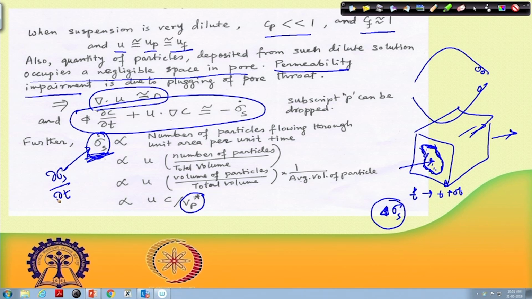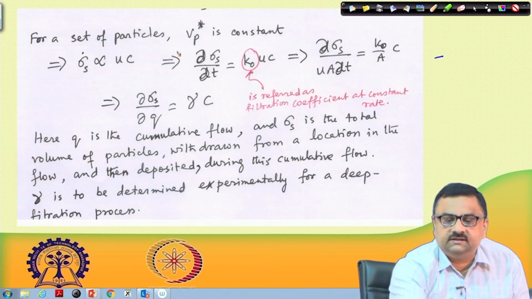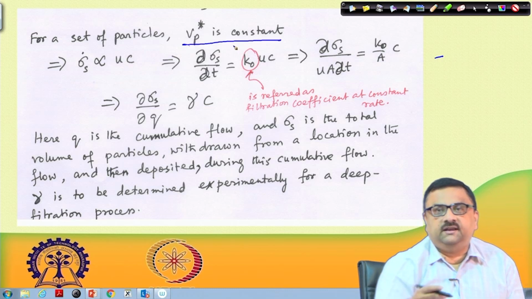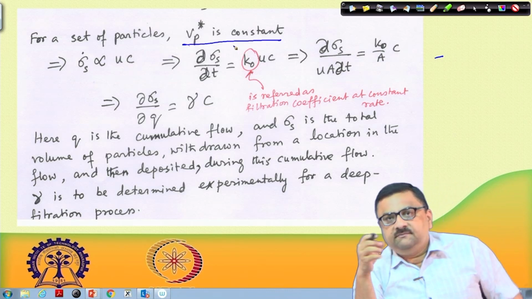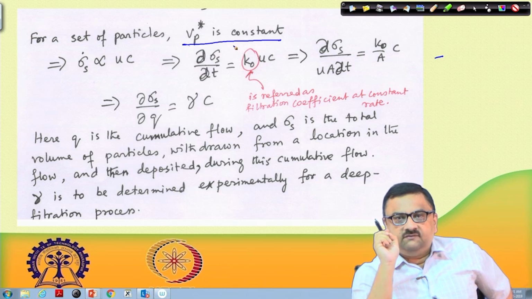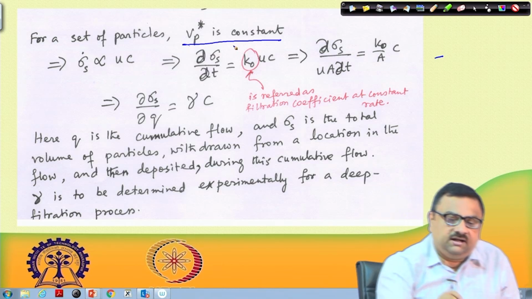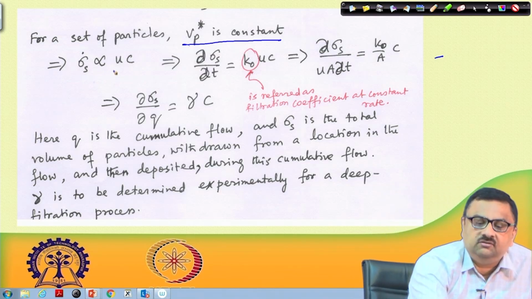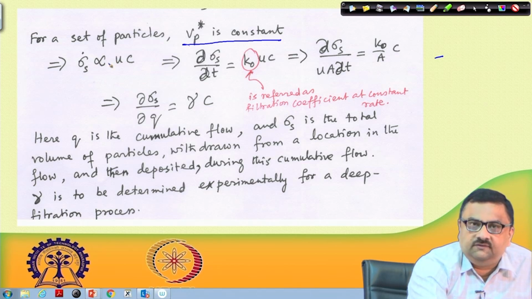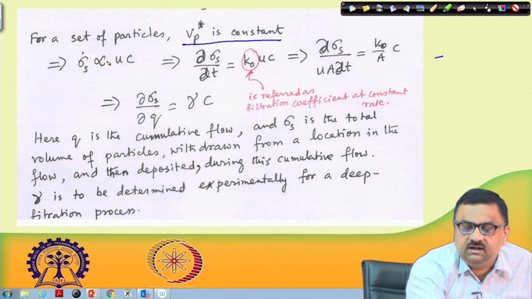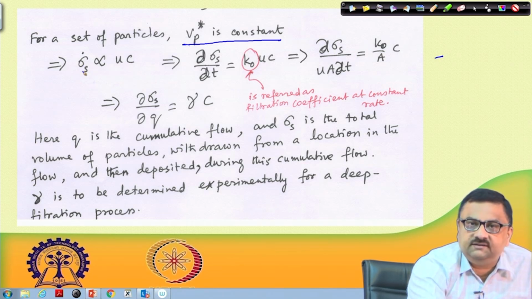So, with this understanding, for a set of particles Vp star is constant. If I have a set of particles that are flowing through the system, Vp star is the average volume of one particle, that is constant. So, one can write sigma s dot is proportional to U into C. U is equal to Up is equal to Uf, so basically the Darcy velocity of the fluid that is flowing through this system, and the particle also is flowing at the same rate. Sigma s dot is del sigma s del T, and this is proportional to U into C.